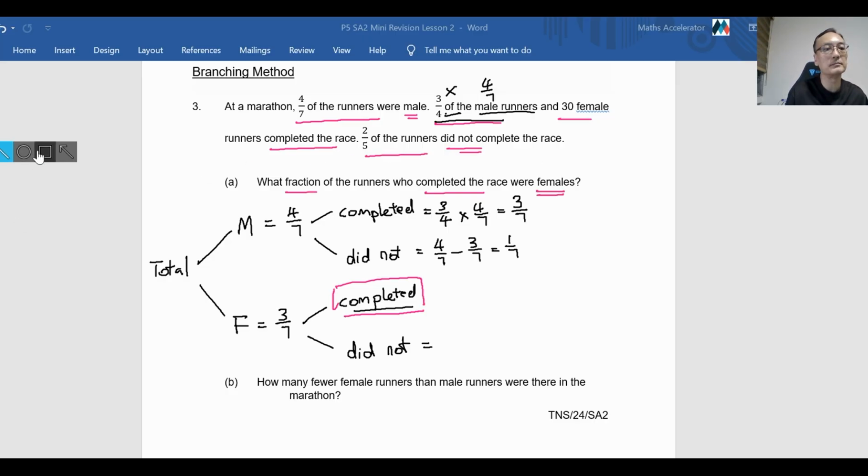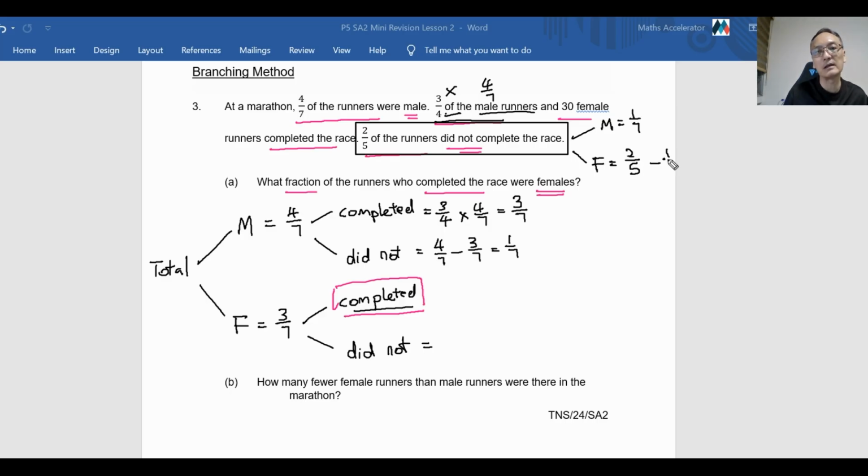Okay, let's box this part up. Based on our calculation, the male who did not complete is 1/7. So therefore, we can find the female who did not complete. We will take 2/5 minus 1/7, and that will give us 9/35. So we know that the female runners who did not complete is 9/35.